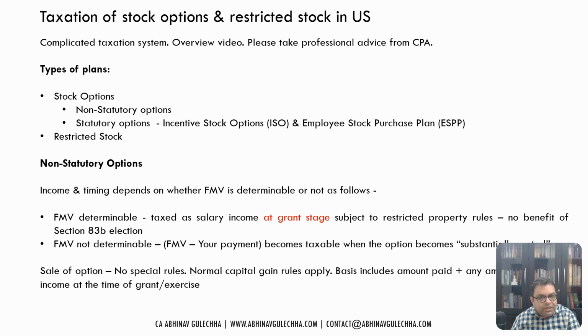If you sell within 1 year, it is taxed as a short-term capital gain. If you sell after 1 year, then it is taxed at 0%, 15%, or 20%, depending upon your income slab. Now the basis, or in India what we call the cost of acquisition, is the amount that you have paid for that particular option, and the amount that has been included as your salary income at the time of the grant or exercise. So the sum of the two is the basis, and the sale price is the sale price, and then you calculate the capital gain accordingly. So this is the taxation for non-statutory options.